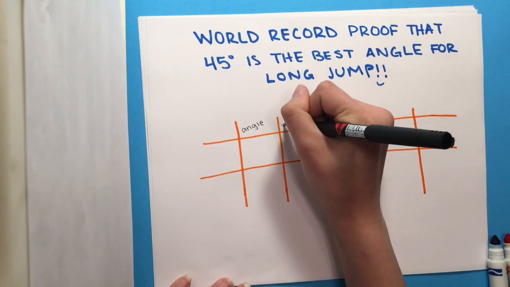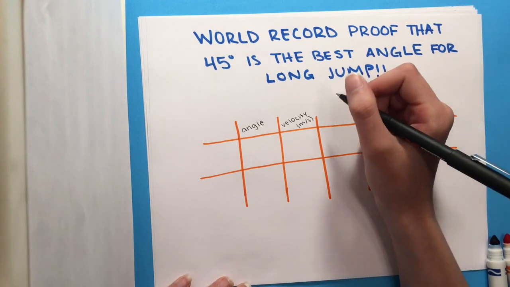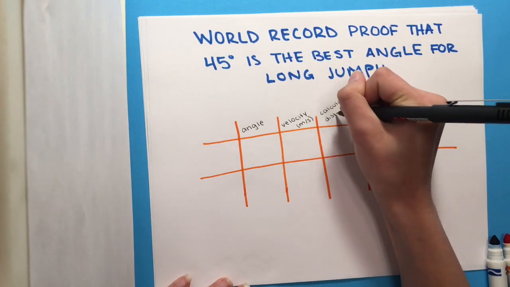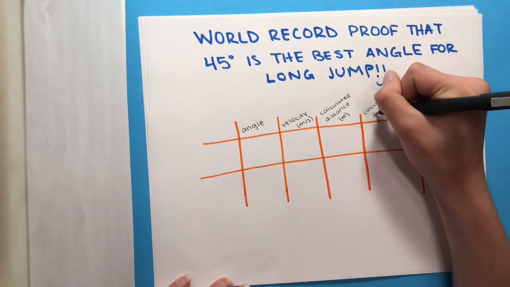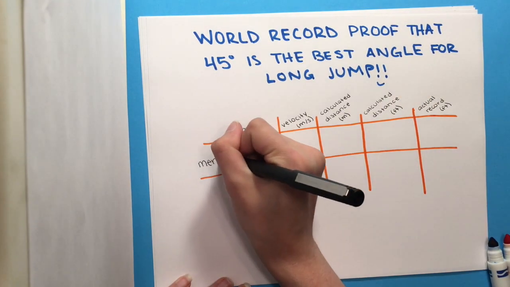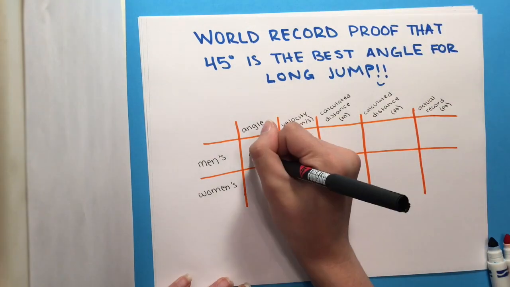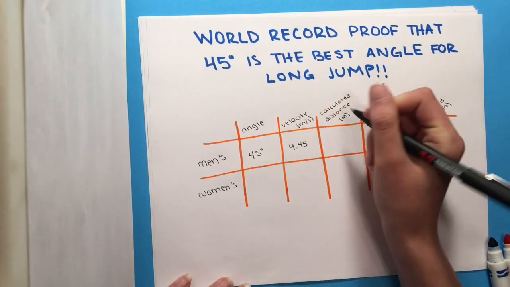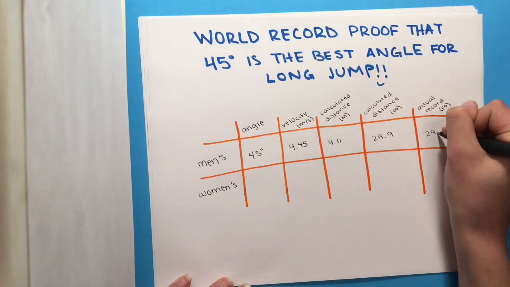The women's world record in long jump is 24.7 feet. Using her initial velocity of 8.7 meters per second and solving for 45 degrees, the result is 7.72 meters, which is 25.3 feet. Again, very close to the actual record of 24.7 feet.